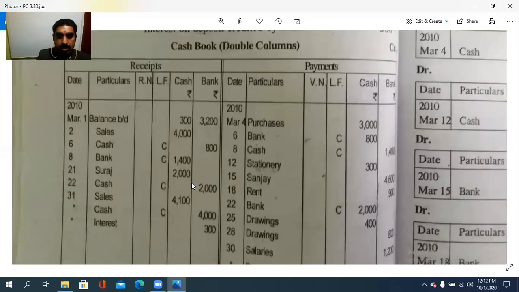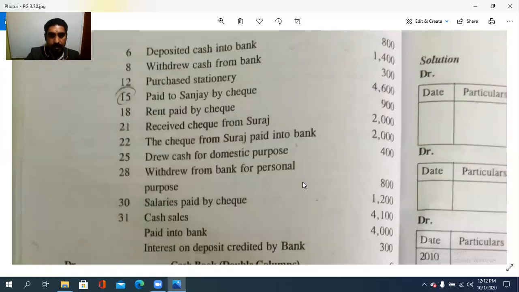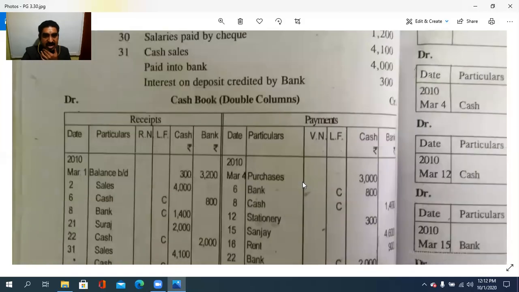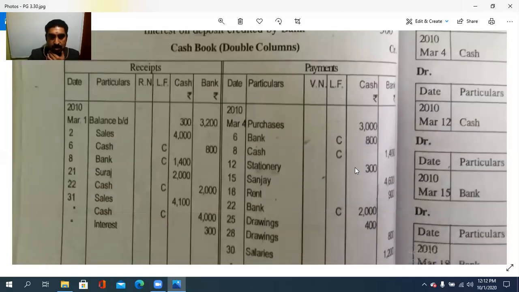Look, this one is by, on the opposite side, the payment side, entry is what? Cash account debtor to bank. So to bank in the cash column 1,400 and by cash in the bank column 1,400. See this. Look, and then what is that? Purchase the stationery. So stationery account debtor to cash. So by stationery, look, in the cash column.